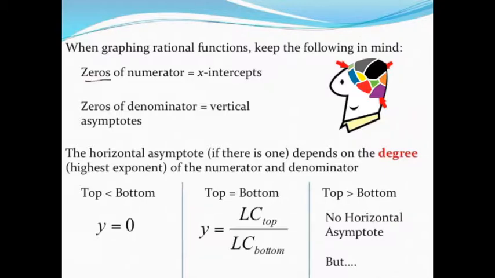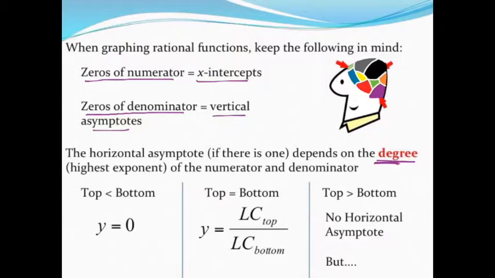Namely, whatever makes the top of our function equal to 0 is going to be our x-intercepts. Whatever makes the bottom of our fraction equal to 0 is going to tell us where our vertical asymptotes are. And then our horizontal asymptote, if there is one, is going to depend on the degree, or the highest exponent, of the top and bottom of our fraction.